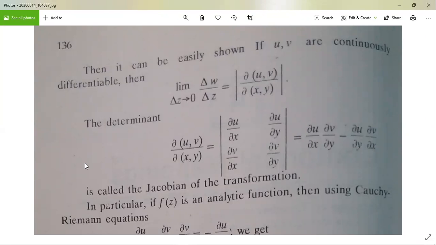Then it can be easily shown that if u and v are continuously differentiable, then the limit as delta z tends to 0 of delta w by delta z equals the partial of (u, v) with respect to (x, y). That means the Jacobian of u, v with respect to x, y is defined as the determinant of del u by del x, del u by del y, del v by del x, del v by del y, which equals del u by del x into del v by del y minus del u by del y into del v by del x, and is called the Jacobian of the transform.